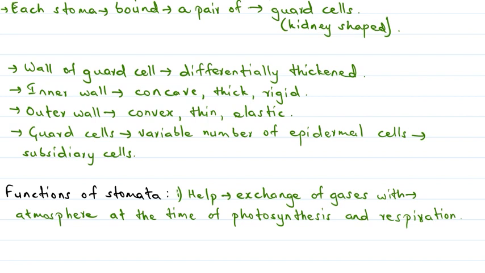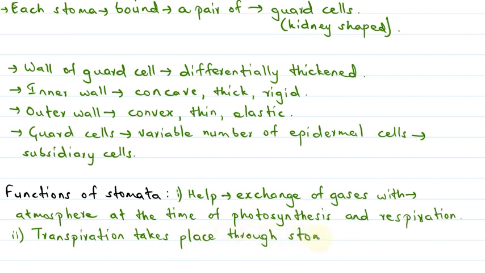Okay. Then transpiration. Transpiration is the loss of water in the form of water vapor. So this process of transpiration also takes place through stomata. Transpiration takes place through these pores called stomata. So stomata also helps in the process of transpiration.